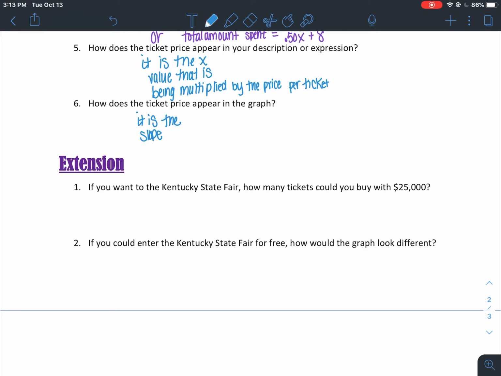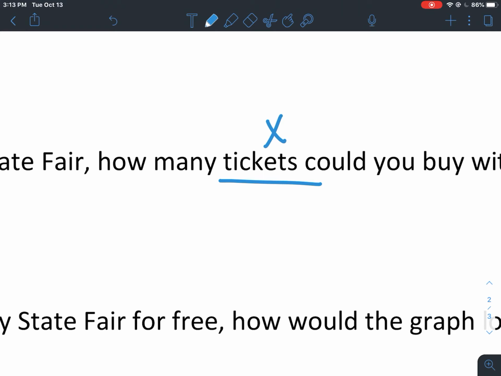So if you went to the Kentucky State Fair, how many tickets could you buy with $25,000? So maybe you played a scratch-off ticket before you went to the fair and you won $25,000 and you're like, I'm going to buy everything. I'm going to buy so many tickets. Okay, so we want to find X. How many tickets could you buy? That is X.